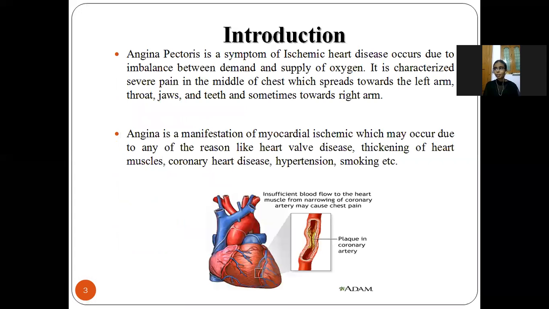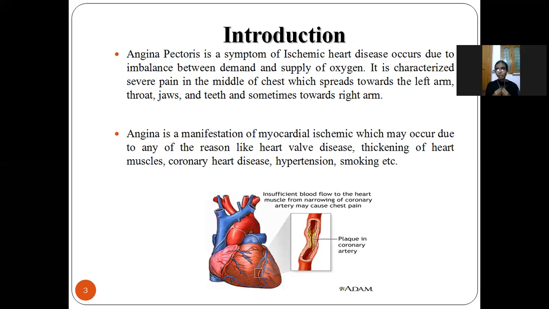So before knowing about the anti-anginal drugs, let's know what angina pectoris is. Angina pectoris belongs to the symptoms of ischemic heart disease. Here there is an imbalance between the demand and supply of oxygen, meaning the heart does not get the amount of oxygen that it requires. So there will be more demand for oxygen by the heart.